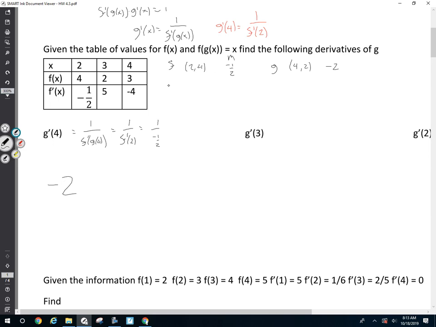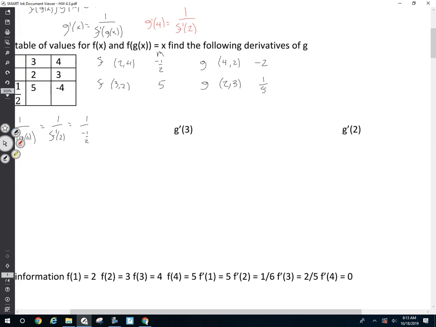Next, g prime of 3. Well, let's see. f's got the point (3, 2). The slope is 5. g's got the point (2, 3). Okay, so that's not going to give me the slope of g prime at 3. We're talking about the x-coordinate of 2 for g. So the slope would be 1/5. So I'm not going to say this is g prime of 3, but I would say g prime of 2 is 1/5.